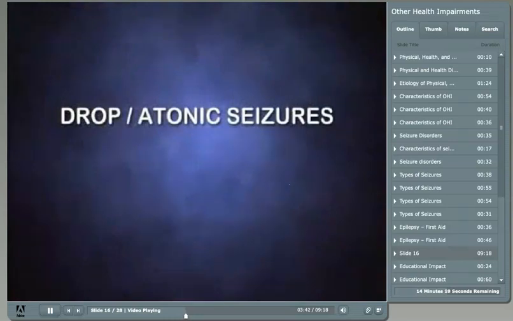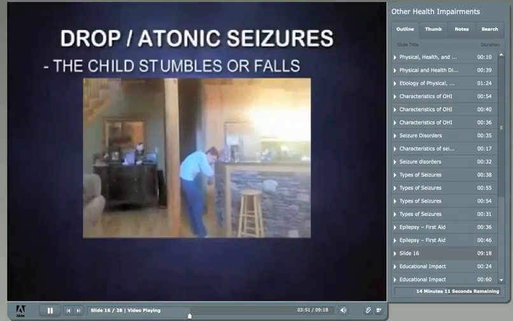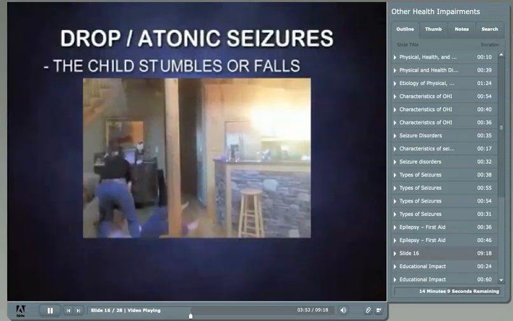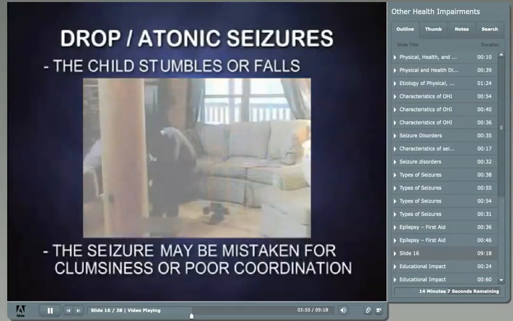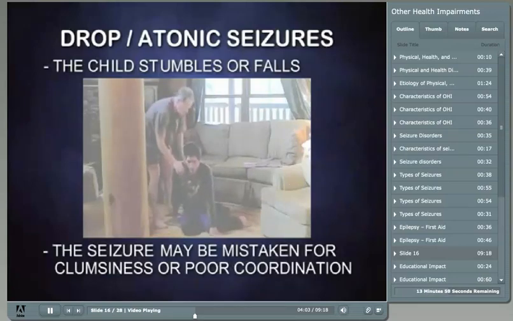Drop seizures or atonic seizures cause a sudden loss of muscle tone. Here are common signs of atonic seizures. The child stumbles or falls, which can cause injury. The seizure may be mistaken for clumsiness or poor coordination, since the child will usually recover within minutes and be able to stand and walk again.